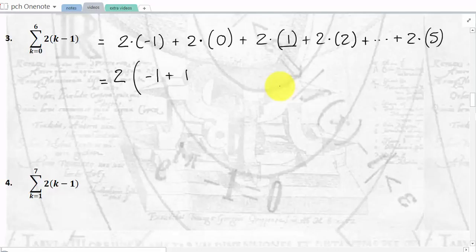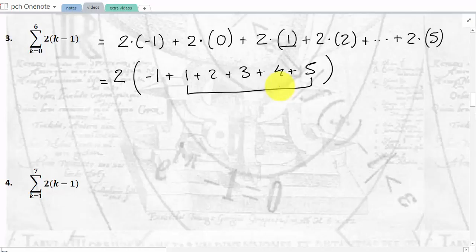And I will have 1 plus 2 plus 3 plus 4 plus 5. That's it. So 1 and 5 is 6, and 6 is 12, and 3 is 15, minus 1 is 14, times 2 is 28.